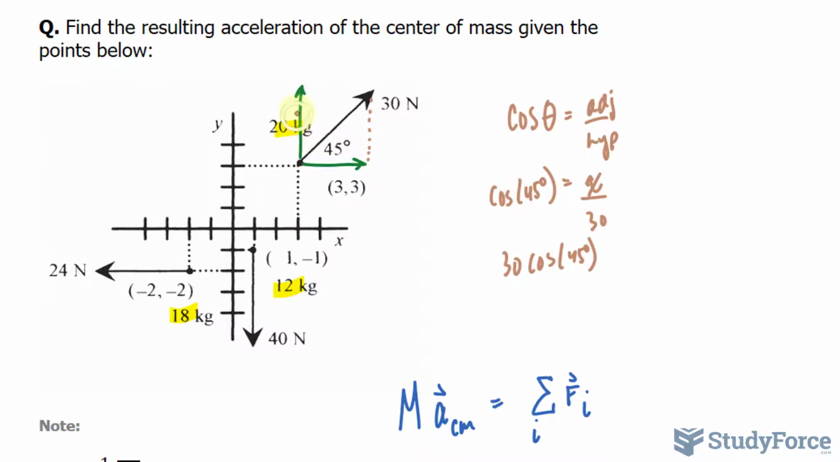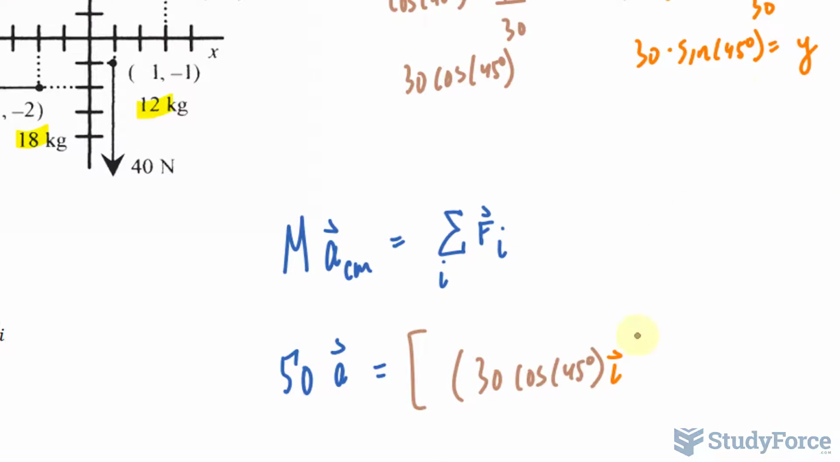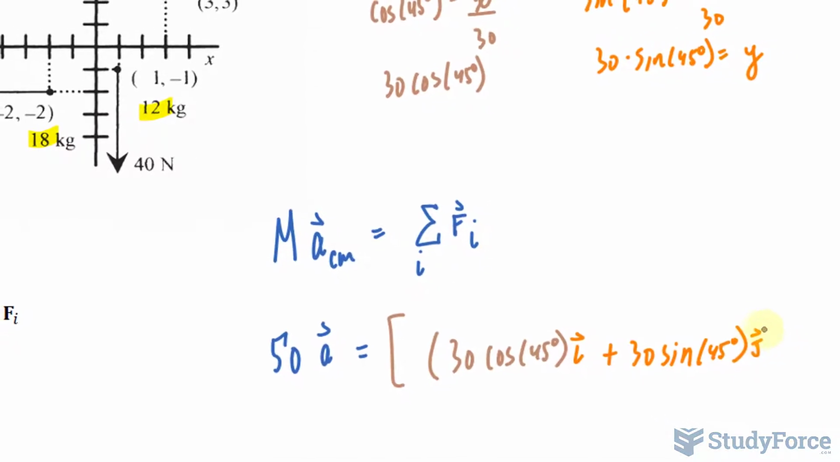So to represent this one, rather than using cosine, I'll use sine. So sine 45 is equal to the opposite, which I'll represent as y, over 30. Solving for y, I have 30 sine 45 degrees. So I'll take this expression and write down plus 30 sine 45 degrees times the unit vector j.